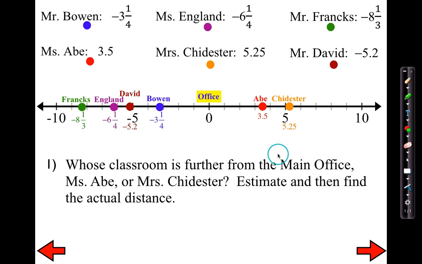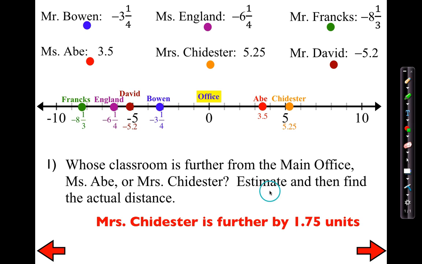Then it asks me to find the actual distance. Specifically, how far is it from Miss Abe's and Miss Chichester? So here I would say it's 1 7/500. How did I get that? Well, I was finding the distance of 2 points on a number line. If you recall, we did have a formula, which is the absolute value of P minus Q.